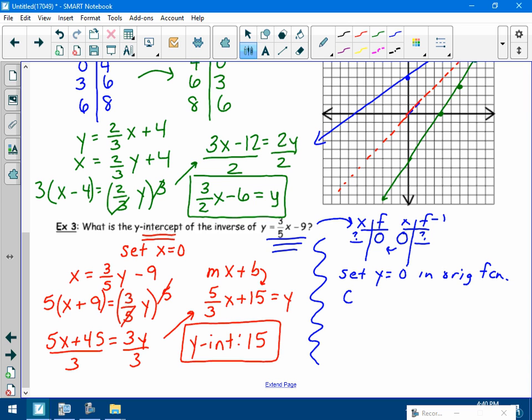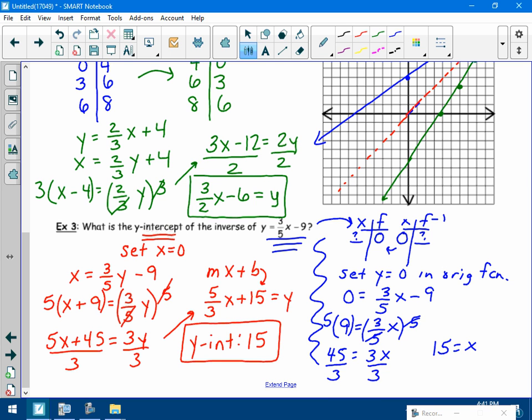So if I do that, 0 equals 3/5 x minus 9, and solve it, I'd have to add 9. So 9 equals 3/5 x, multiply by 5, 45 equals 3x, divide by 3, get 15 equals x. So the y-intercept, as we saw a minute ago, is indeed 15.